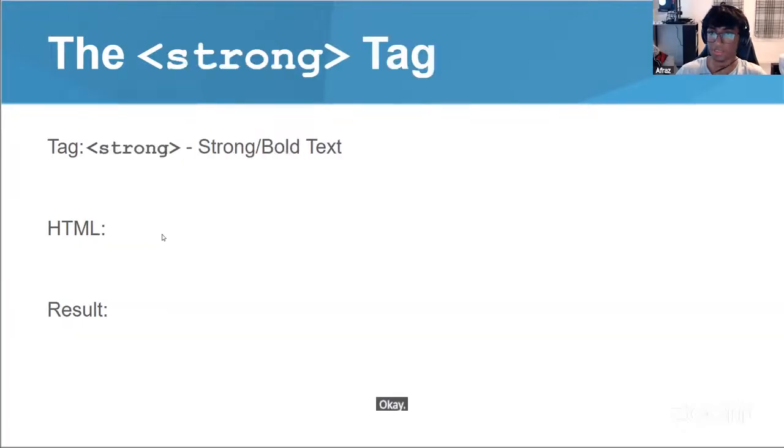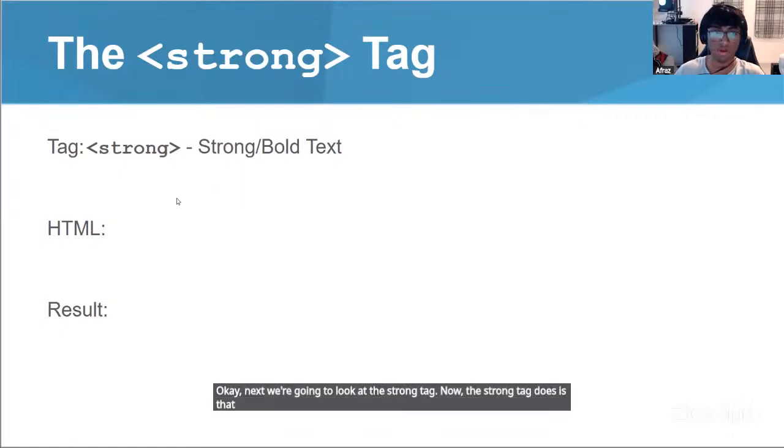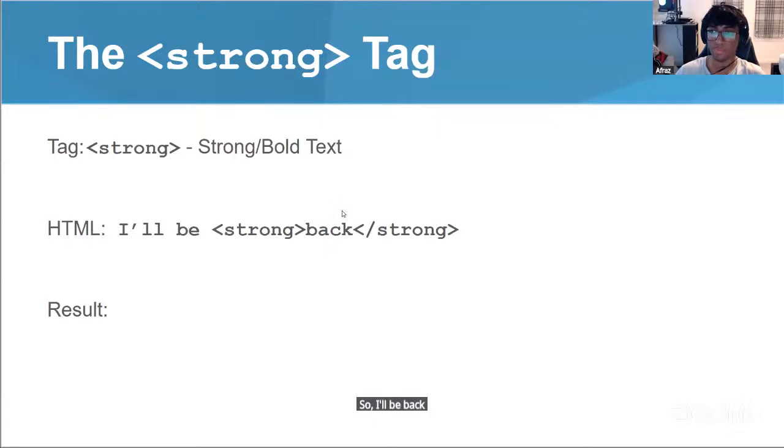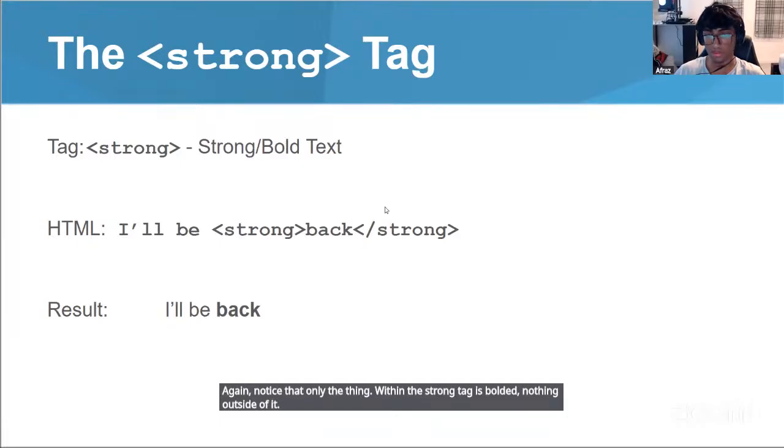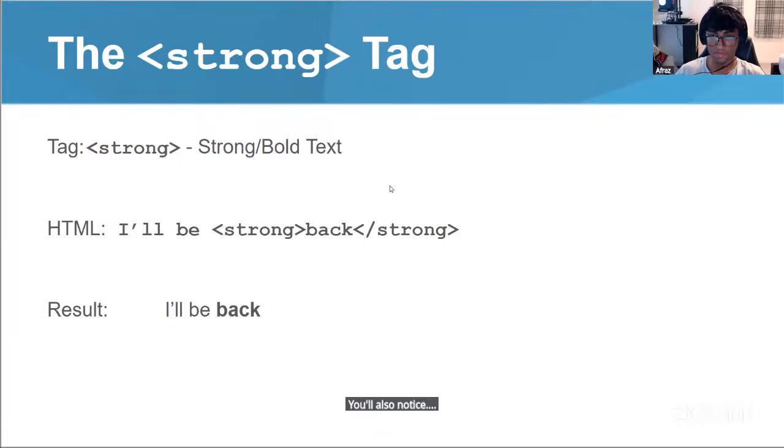Okay, next we're going to look at the strong tag. What the strong tag does is that it bolds text, right? So I'll be back, and "back" is within these strong tags here. What's going to happen to "back" is that it's going to be bolded. Again, notice that only the thing within the strong tag is bolded, nothing outside of it. And also notice that there's a slash here at the ending tag because, again, all ending tags have a forward slash.